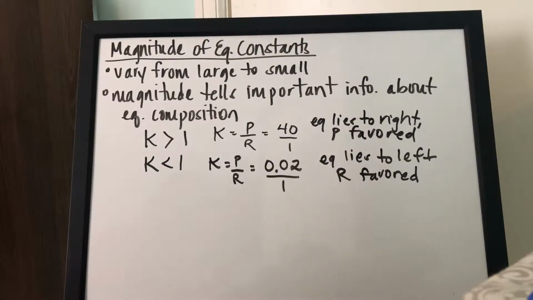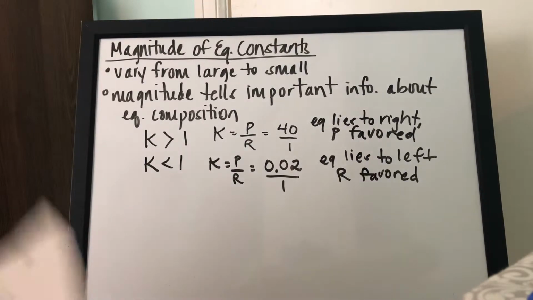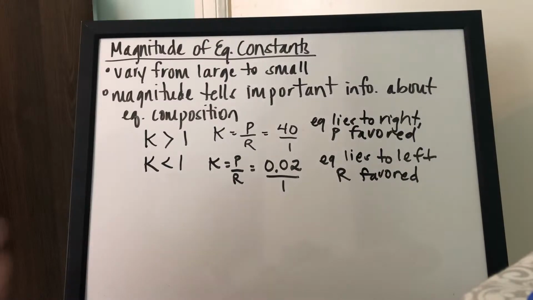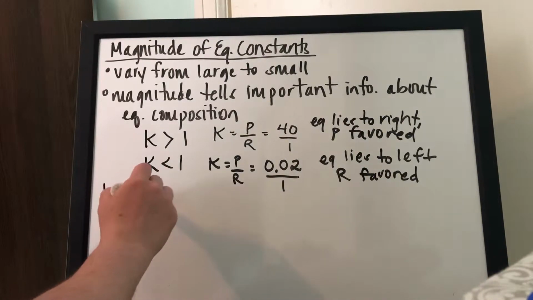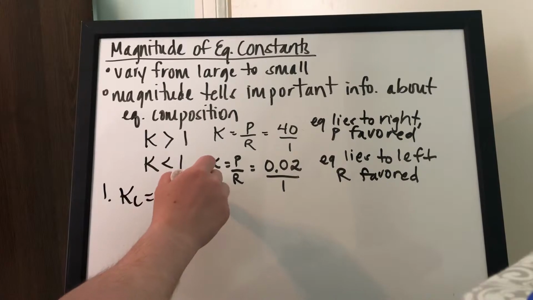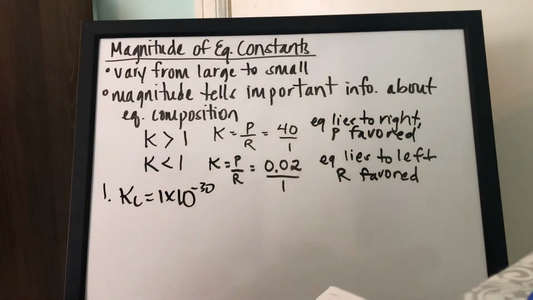The first one gives you a reaction. It says it's considered a means of fixing nitrogen. The value for this equilibrium constant is 1 times 10 to the negative 30. Holy cow. That is teeny tiny. And the question is: describe the feasibility of fixing nitrogen at this temperature.